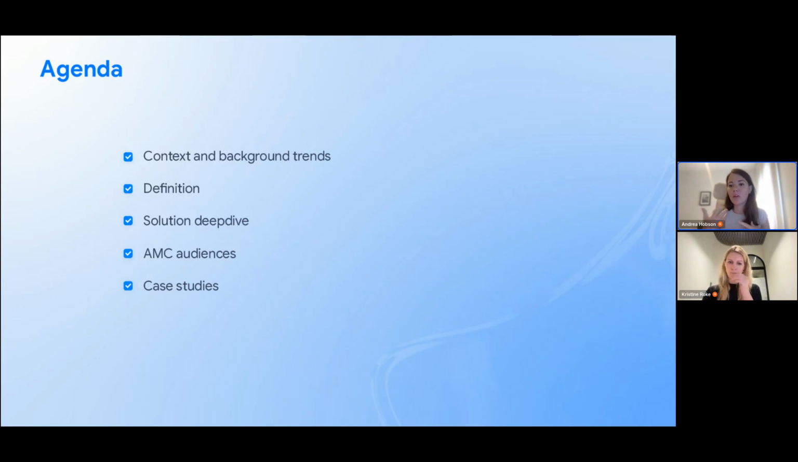And then next, we'll focus on AMC audiences, showing you how you can go beyond those insights that we've seen and discussed and actually build custom audiences for smarter activation. And lastly, we'll go into some use cases so you can see how AMC really can drive impact. And hopefully by the end of the session, we'll have a very clear picture of what AMC is and also how you can future-proof your measurement and all of your audience strategies.